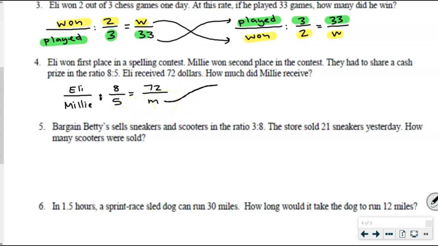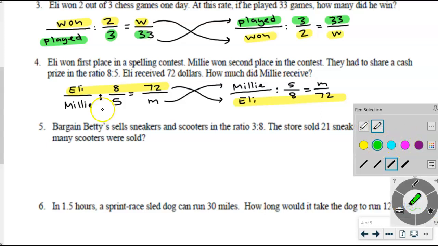From here, though, I know I just need to flip that, and then it's going to be Millie compared to Eli in the ratio 5-8. If I'm flipping Millie and Eli, I need to flip all the associated parts. So instead of 8-5, it's now 5-8. And instead of 72 over M, it's now M over 72. So Eli all the way there, flipped all the way along the bottom. Millie all along the bottom, flipped. Now Millie is all along the top. How'd you guys do?